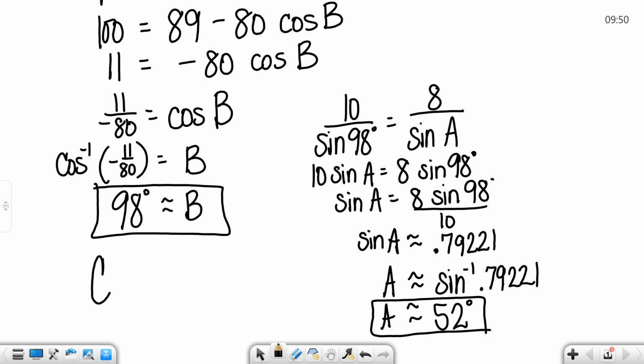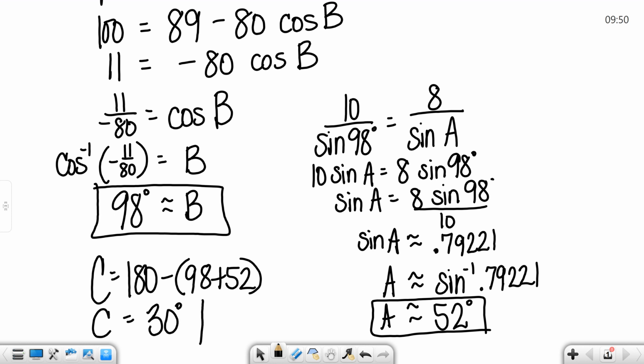And so the only thing missing is C, angle C. So if I take the two I just found, add them together, and then subtract from 180, I will know angle C is 30 degrees. All right. So there we go. So the biggest thing to remember here is when you're given the three sides, make sure you start with the angle that is opposite the longest side. That's really the only tricky thing about law of cosines.